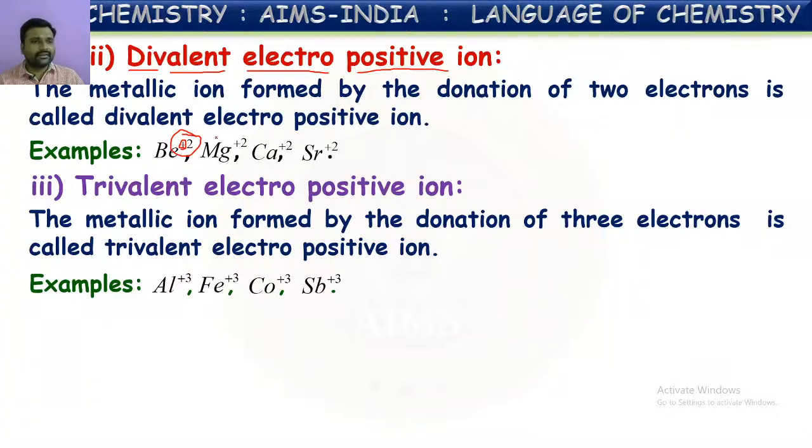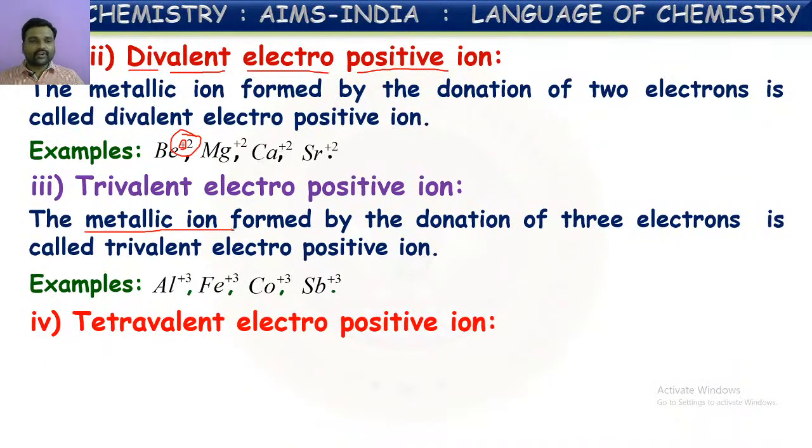I think while giving the definition, it is said here metallic ions. Why only metals? Yes, we know only metals can lose electrons. That is why they are especially called metallic ions, which generally lose electrons. So if a metal loses three electrons, then the ion formed by that metal is called as trivalent metallic ion or trivalent electropositive ion.